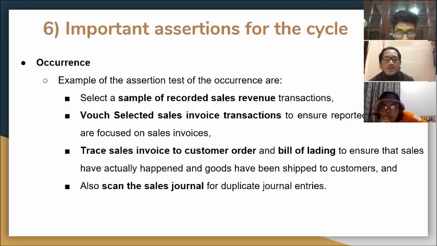Examples of the test of occurrence are: select a sample of recorded sales revenue transactions. Next, select the sales invoice transactions to ensure reported transactions are supported by sales invoices. Next, trace the sales invoice to the customer order and bill of lading to ensure that sales have actually happened and goods have been shipped to the customer, and also scan the sales journal for duplicate journal entries.